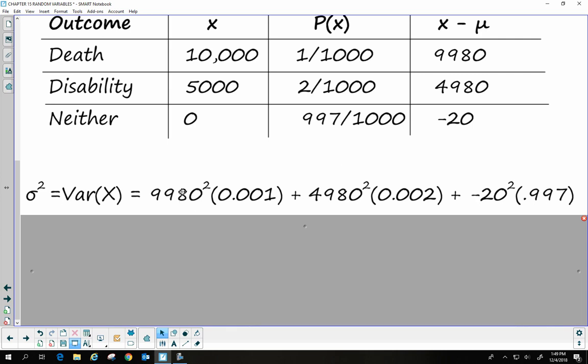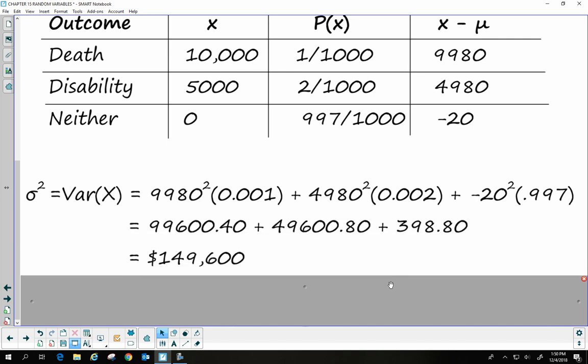So we take our 9,980 squared, multiply by its probability, 1 in 1,000. 4,980 squared times its probability, 2 in 1,000, and so on. And we end up with this value for sigma squared, or the variance of the random variable x, as $149,600.